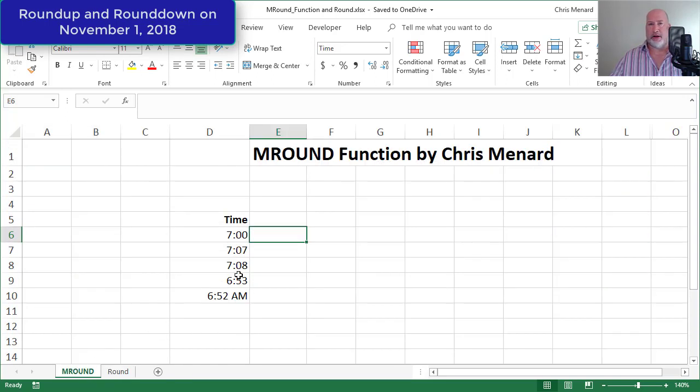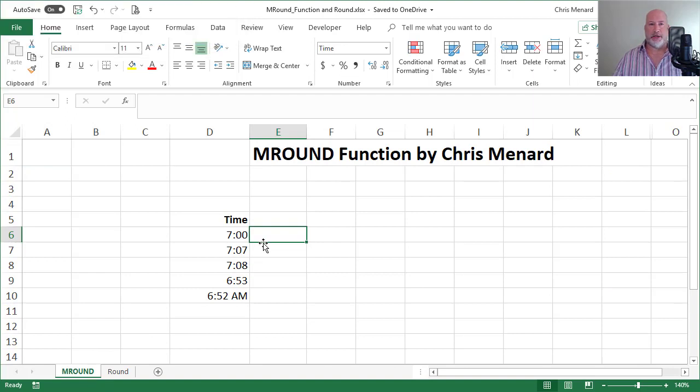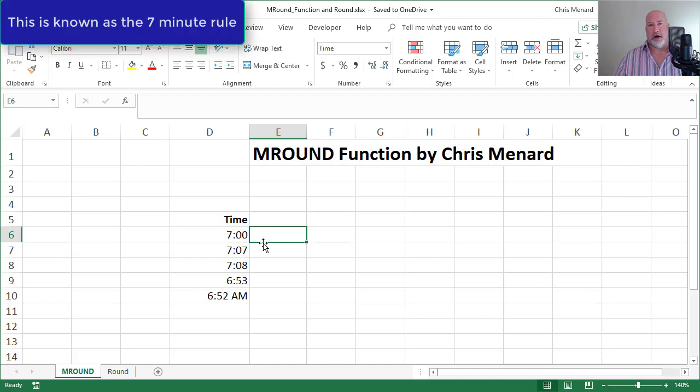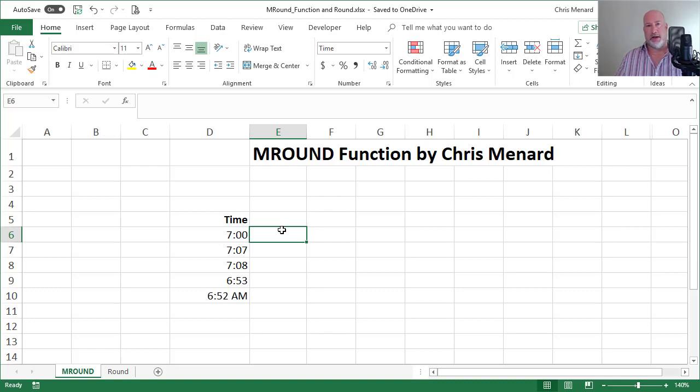It is called MRound. This is actually very popular with HR people because the Department of Labor, for employees that are non-exempt, which means they're hourly, a lot of companies will use a 15-minute time clock. So if you're supposed to be at work at 7, and you get to work at 7:07, you're in at 7 o'clock because of the 15-minute time clock. It's called a 7-minute rule. If you got to work at 6:53, that's the same as clocking in at 7. So it's 7 minutes after the hour and 7 minutes before, going in 15-minute increments.